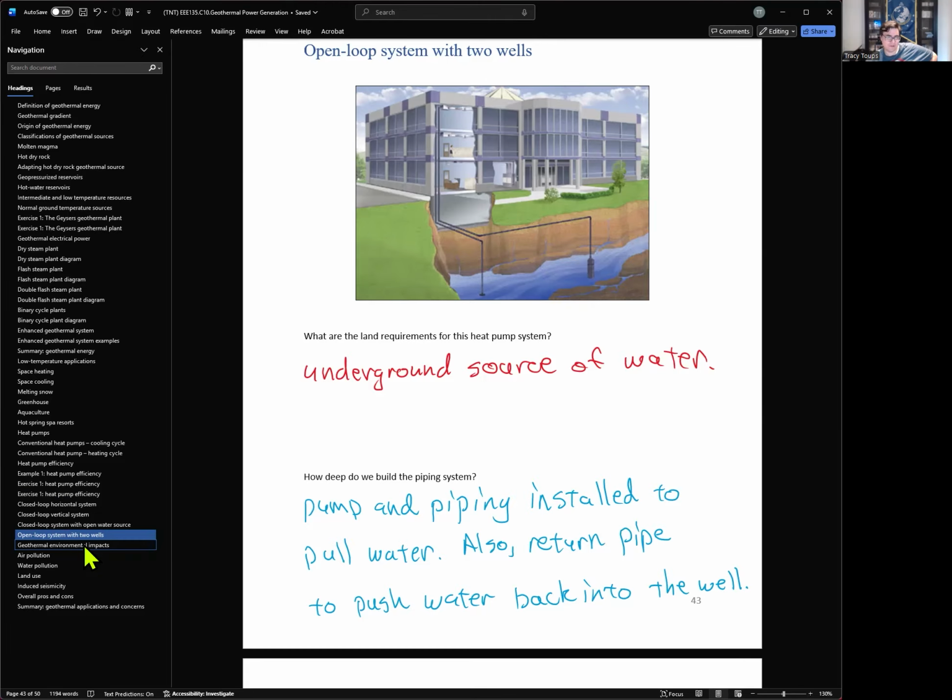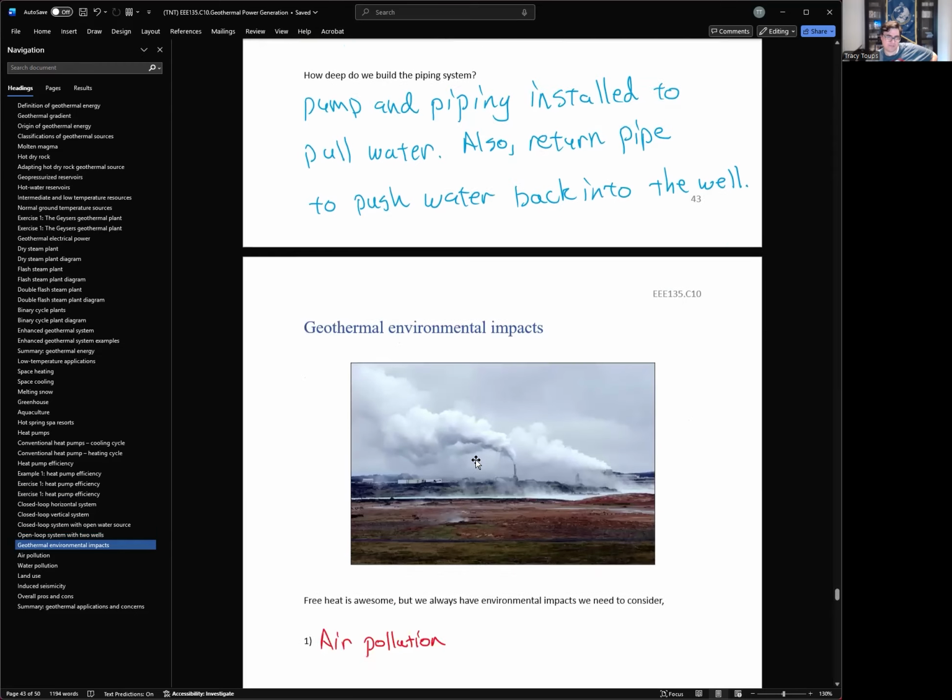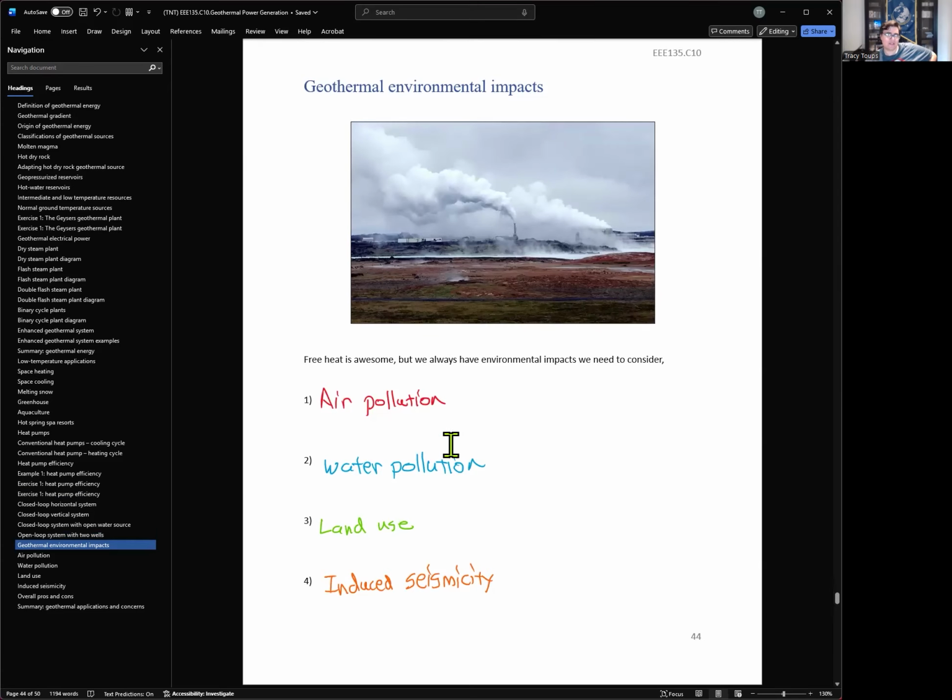All right, so let's go ahead and shift gears. The last part of this chapter is we always got to talk about environmental impacts, right? We got a bunch of cool pros. Sounds so awesome right now, but there's always a catch. And the question is, is it a big catch, or is it something we can live with? So free heat's awesome, but we have environmental impacts we need to consider.